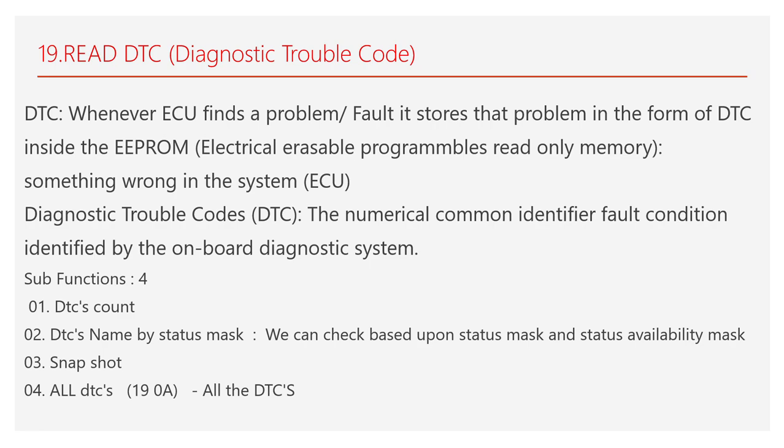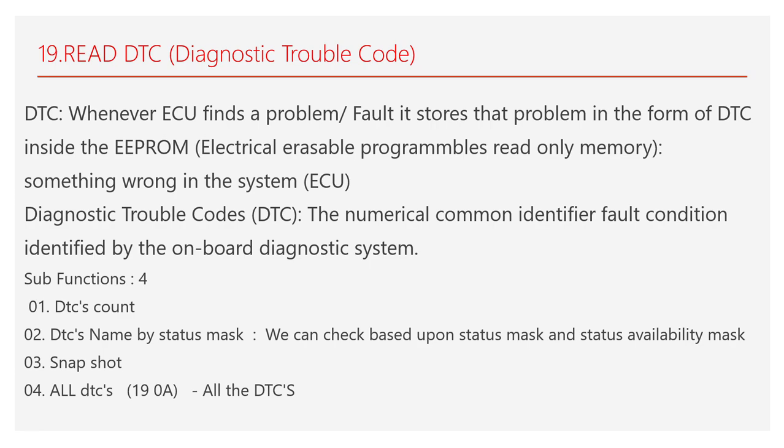In this 19 service, we have four sub functions: DTC count, DTC name and status by status mask, snapshot, and all DTCs. The first sub function is count. How many DTCs are present? It gives the number of DTCs.